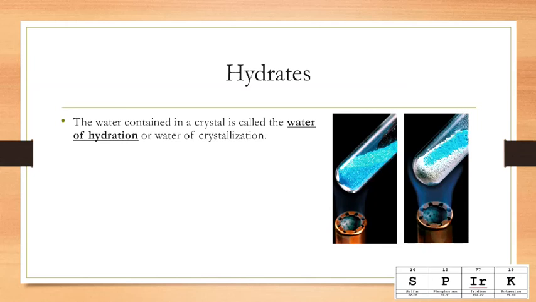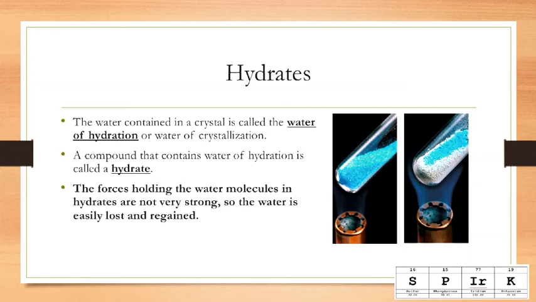So hydrates. The water contained in a crystal is called the water of hydration or water of crystallization. A compound that contains water of hydration is called a hydrate. The forces holding the water molecules in hydrates are not very strong, so the water is easily lost or regained. A substance that is anhydrous does not contain water. Over here I have two pictures of the lab that we did. If you remember, we had copper sulfate pentahydrate, and when we heated it, it looked like the right-hand side because now it was anhydrous. Then we would add water back to it, and it converted back to looking like the left picture.